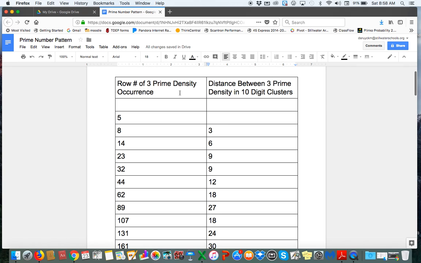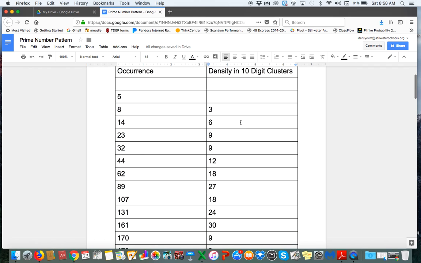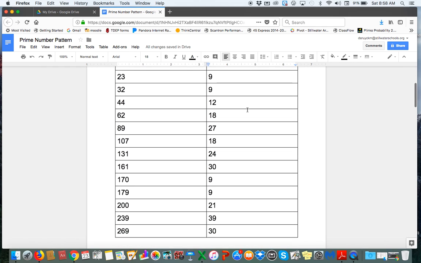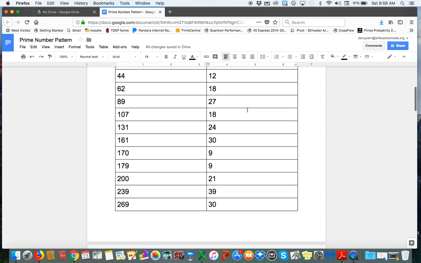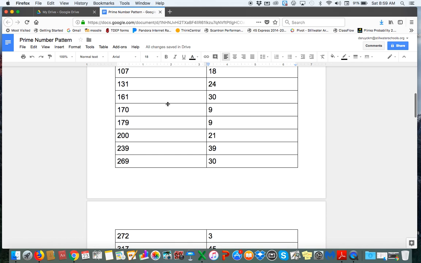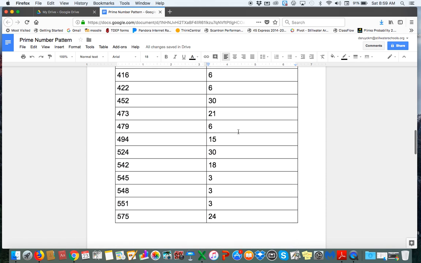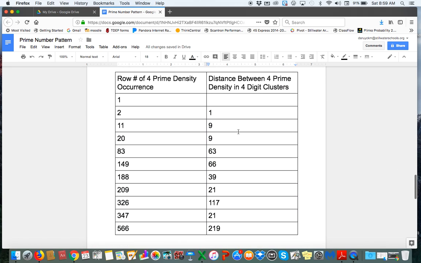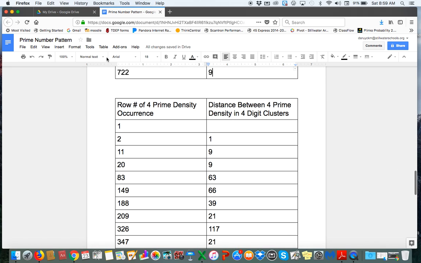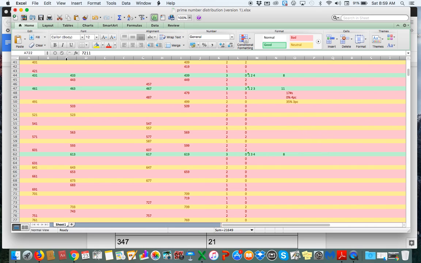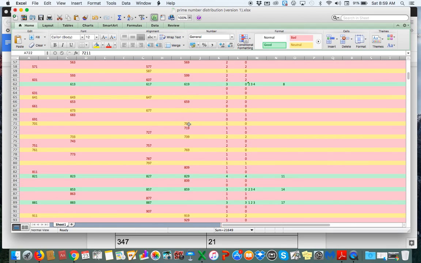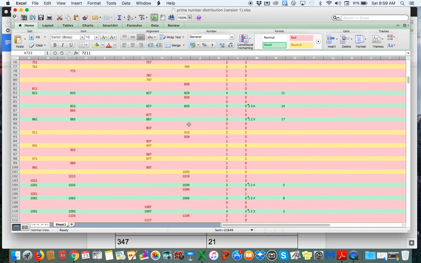here's the row number of the 3 prime clusters, and then the distance between the two, and that distance, as you can see here, is always divisible by 3. So the distance between the rows in which the 3 prime clusters occur is always divisible by 3, and the same thing is true for the 4 prime clusters. So that's how I was able to so far rule out 2 rows at a time here, where we haven't yet seen any of those 3 and 4 prime clusters.